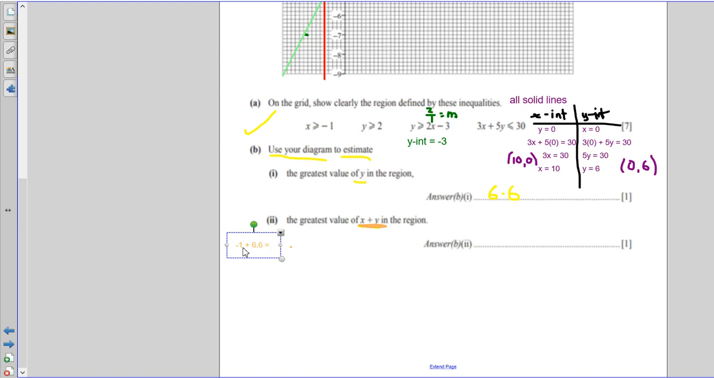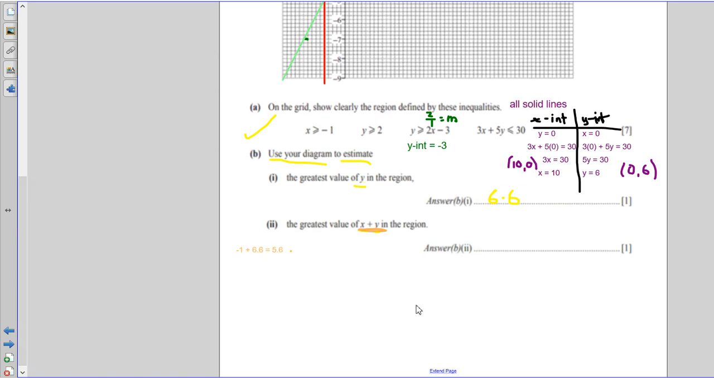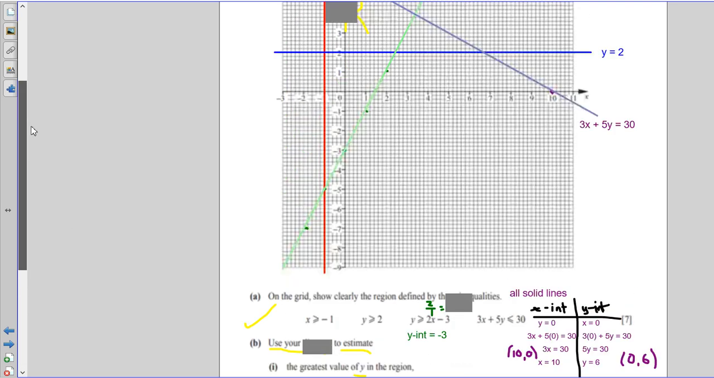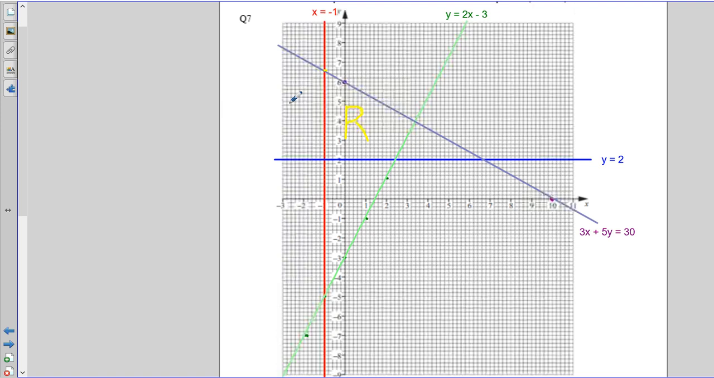It's 5.6. Let's see if we can find a coordinate where if you added its x and y together, you would get a higher value than that. Let's have a little look. Cool, the orange is still working. Vertices are where you could get extremes. It's got to be within the region too, by the way, in case you were wondering what's going on. Could it be this one?